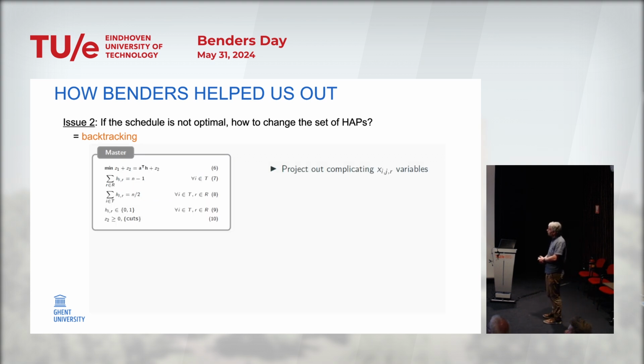Now, this is going to be my master problem. So in the master problem, I focus on the home away patterns. So I keep the H variables that determine whether or not you play home. And I project out the X_ijr variables. So the X go again to the subproblem.